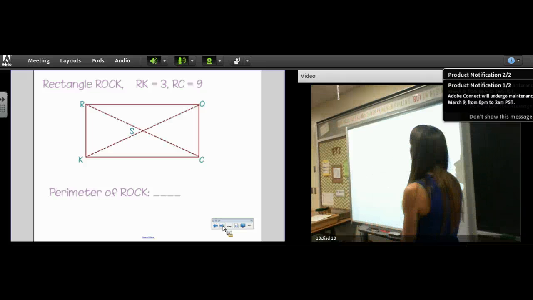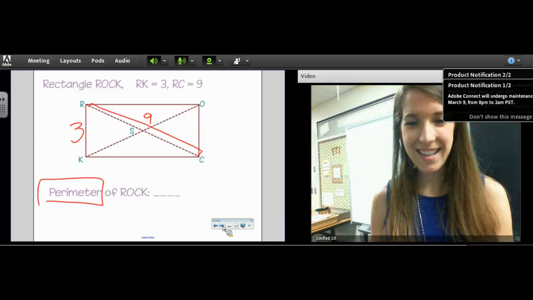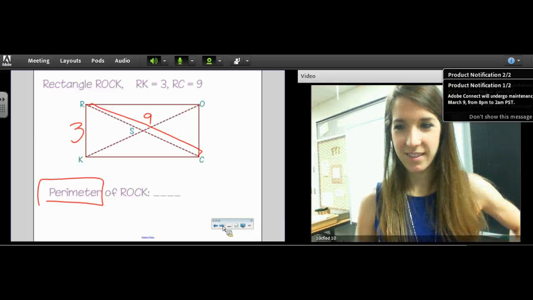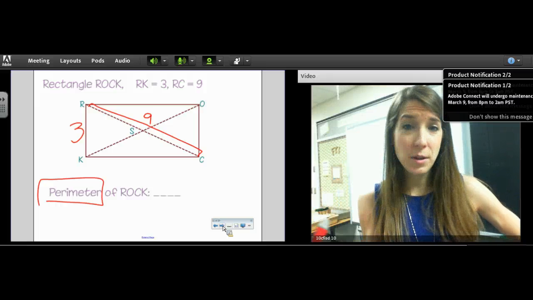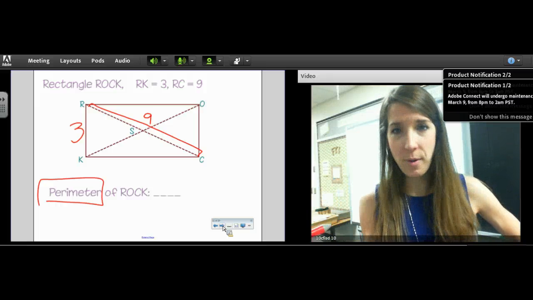Rectangle ROCK. RK is 3. RC is 9. Find the perimeter. Oh, is it? Cool. So you're going to use one of your properties. You're always going to use your properties.